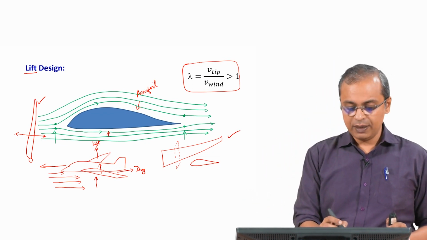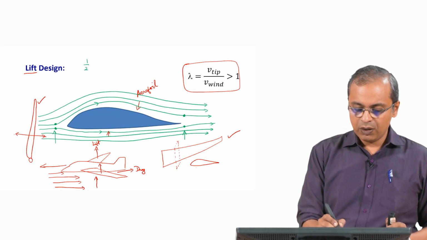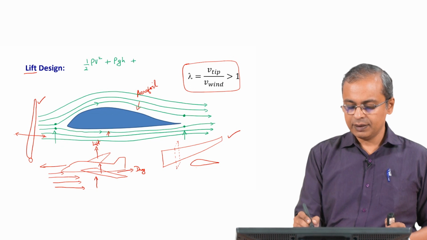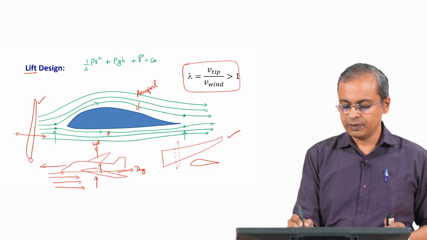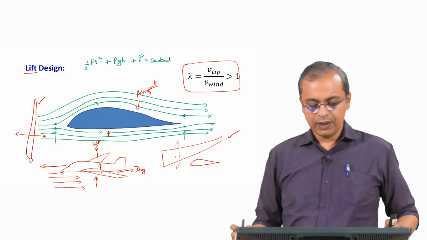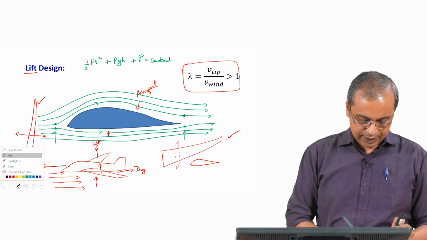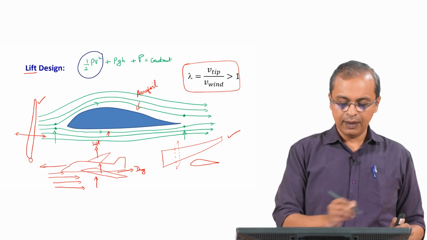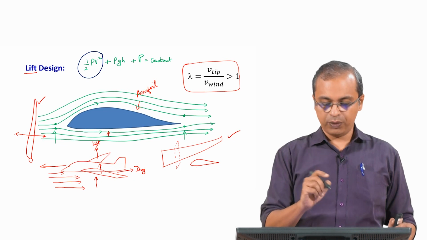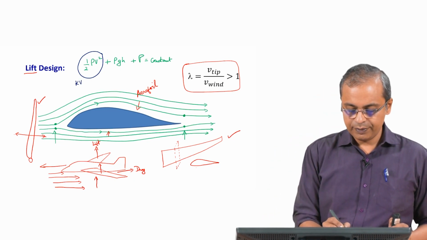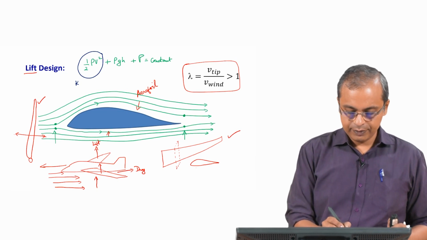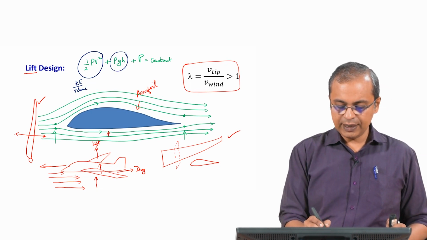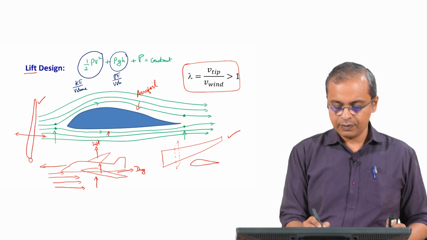So, we looked at Bernoulli's principle. In Bernoulli's principle we said half rho v square plus rho g h plus P equals a constant. In this context, this is the kinetic energy per unit volume, so this is KE per unit volume. This is potential energy per unit volume, and this is of course pressure.